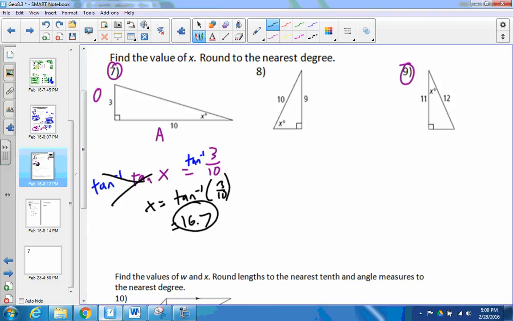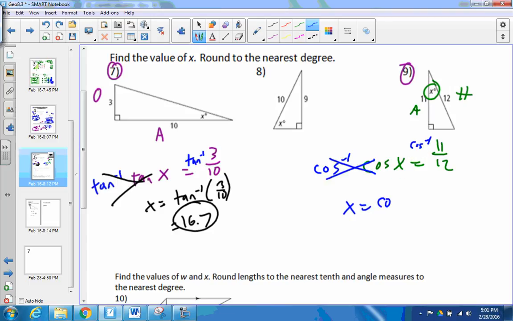So let's go to number 9. We have the x. We also have the adjacent and the hypotenuse. So that would be cosine. It would be adjacent over hypotenuse. So cosine of x is equal to 11 over 12. Now you might be able to guess, to get rid of the cosine, we do the inverse cosine of that. And we do that to this side as well. So these cancel each other out, and you have x is equal to the inverse cosine of 11 over 12.